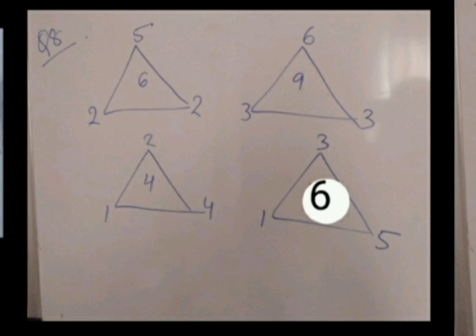For example, taking the second triangle, 6 plus 3 plus 3 counts to 12. 12 minus 3 is equal to 9. So in all the 3 triangles, this is the pattern. We will use this pattern for our question. That means 1 plus 3 plus 5 equals 9. 9 minus 3 is equal to 6.